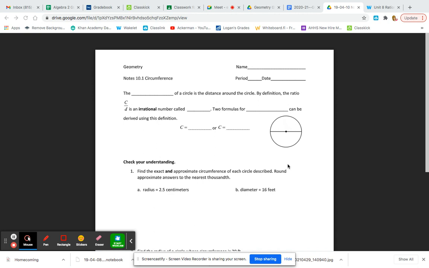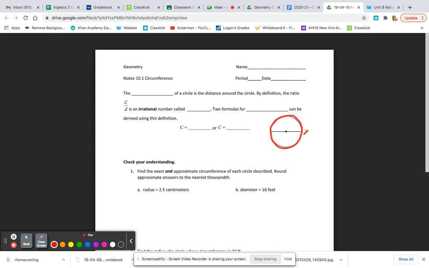But this Tuesday's lesson is circumference. So the circumference is the circle, it's the outside, right? So let me see if I can grab a pen. Okay. So the outside of the circle, and I'm not drawing it very well, but the crust of the pie, as you would think, that is the circumference.